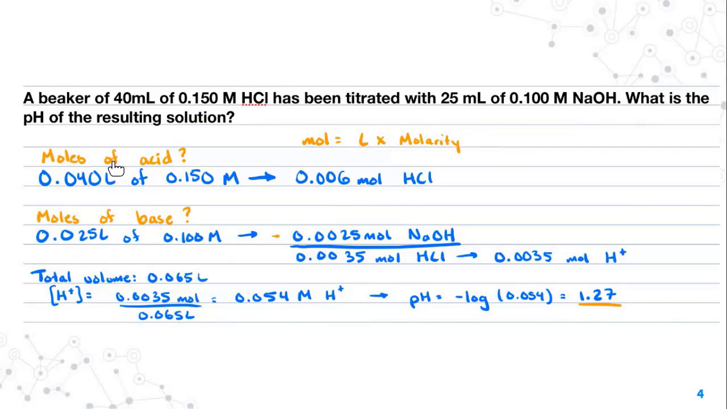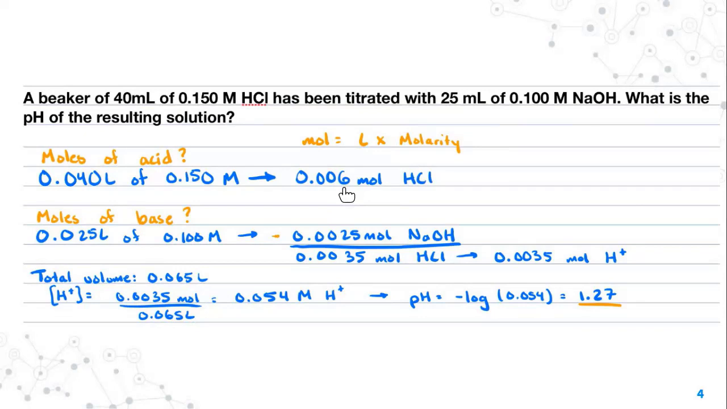So let's go ahead and figure out how many moles of acid we have in the beaker first. We're going to convert the 40 milliliters to liters, and then multiply it by the 0.15 molarity, and you'll get 0.006 moles of the acid. And then same thing for the base. In case you're wondering how you get moles, moles is equal to liters times molarity. So again, the liters times the molarity, and you get your moles of base.